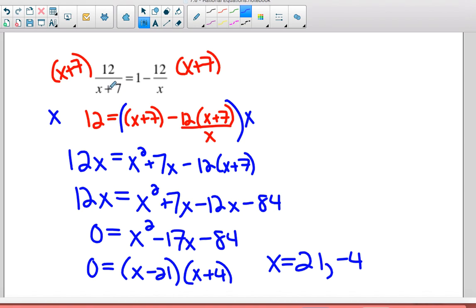Obviously, 21 plus 7 is fine, and 21 is fine. Negative 4 plus 7 and negative 4 are fine. I don't get 0 in the denominator. That's really what you're checking for extraneous.